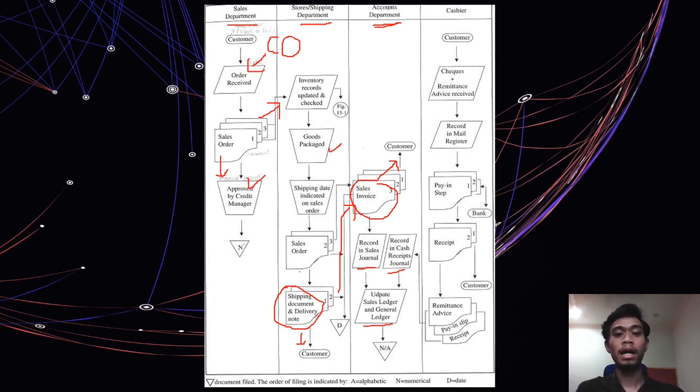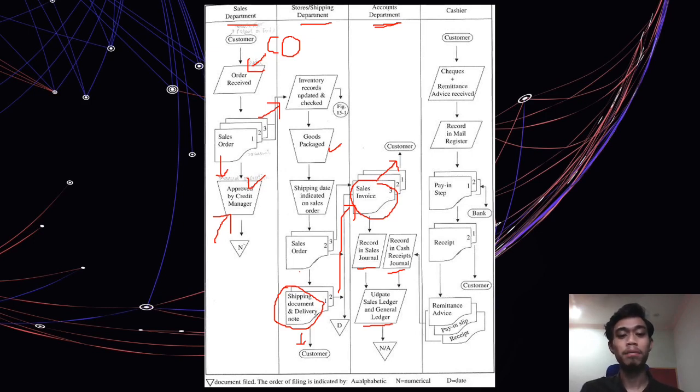Alright, so this is the simple flowchart, to show how the 4 documents appear in the sale and collection cycle. The first one is the customer order: the customer issues the customer order and gives it to the sale department. The sale order is when the sale department issues a sale order to get approval from the credit manager. This is more to the credit department, who will ask for approval from the credit manager.